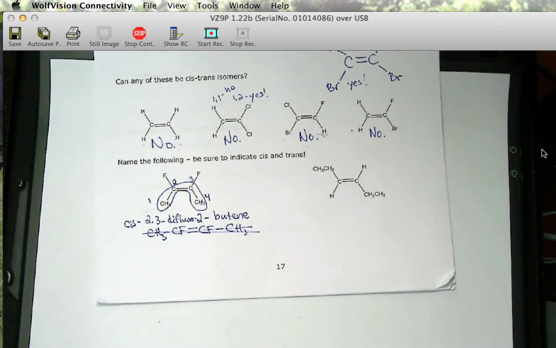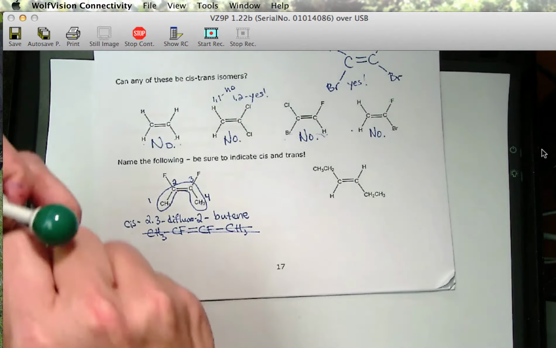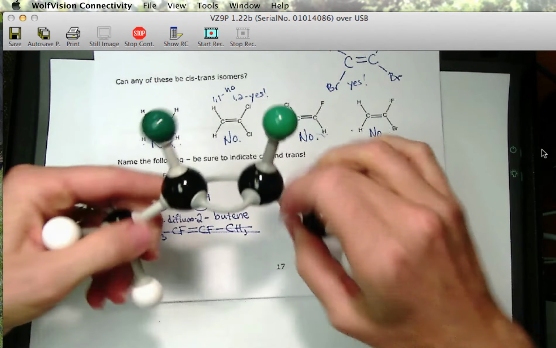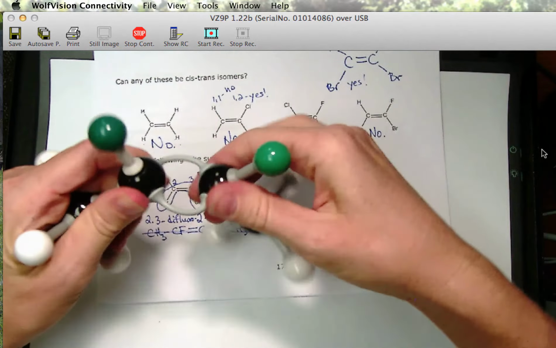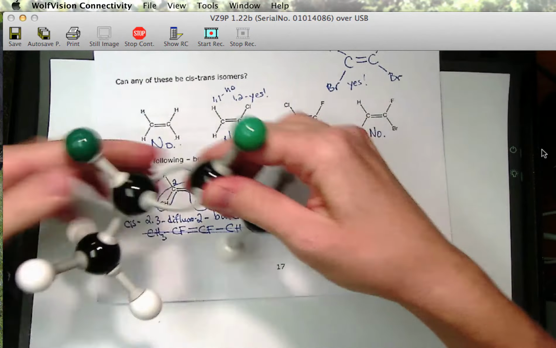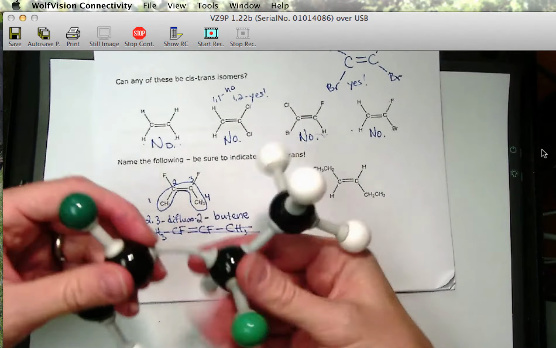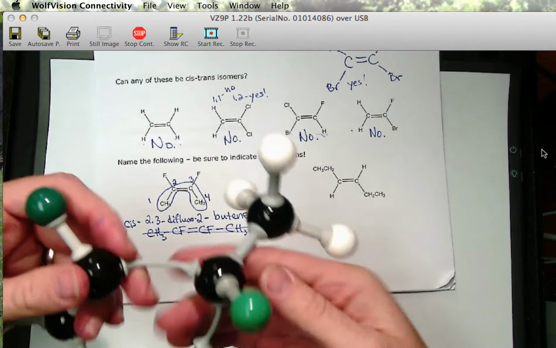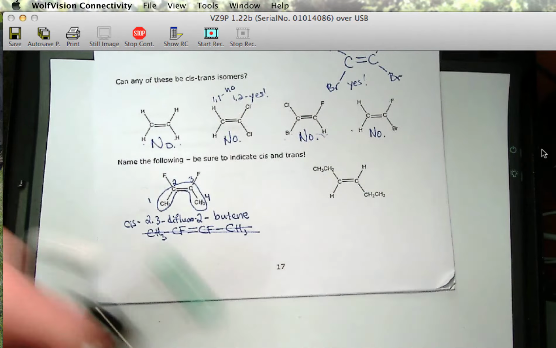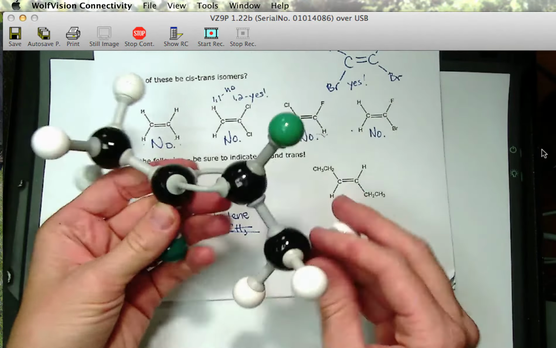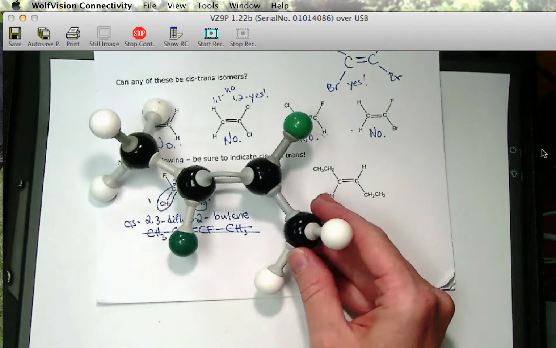And notice with these alkenes, I can't just rotate this to get it from cis to trans. It won't go. I actually have to break the bond. I have to break 2 bonds. And now I have trans.